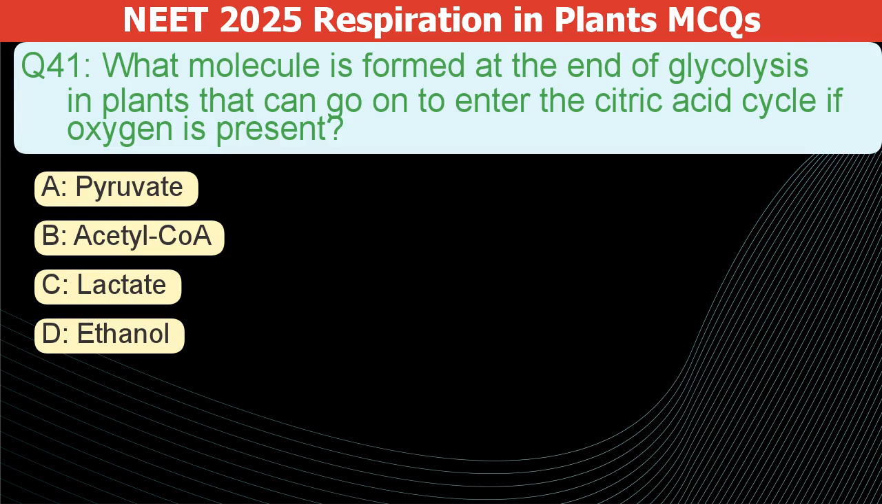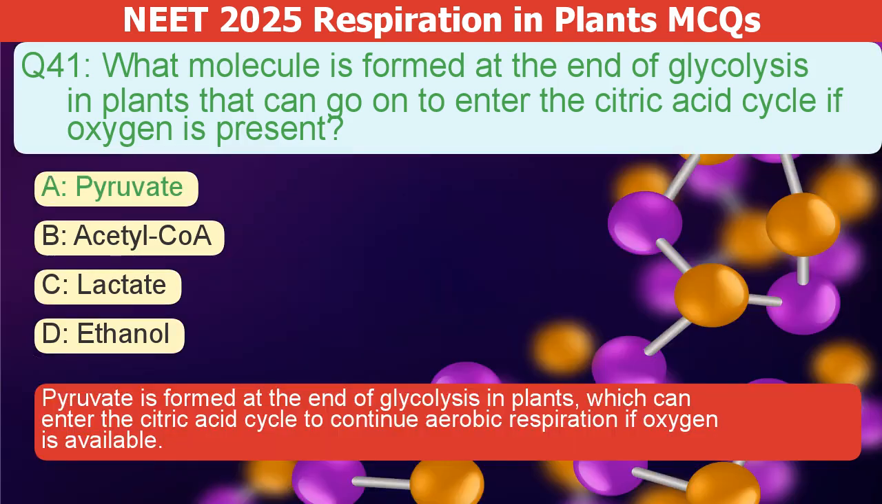What molecule formed at the end of glycolysis in plants can enter the citric acid cycle if oxygen is present? A. Pyruvate. B. Acetyl-CoA. C. Lactate. D. Ethanol. The correct answer is A. Pyruvate is formed at the end of glycolysis in plants. It can then enter the citric acid cycle to continue aerobic respiration, if oxygen is available.